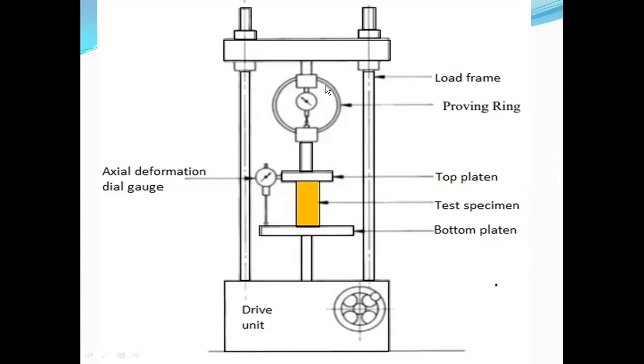Next, the load frame. In this case, the rock specimen is placed between the bottom platen and the top platen, and the load is applied using the loading frame. We will also measure the deformation of the rock specimen using the dial gauges attached to the experimental setup, in both the longitudinal as well as the lateral direction.